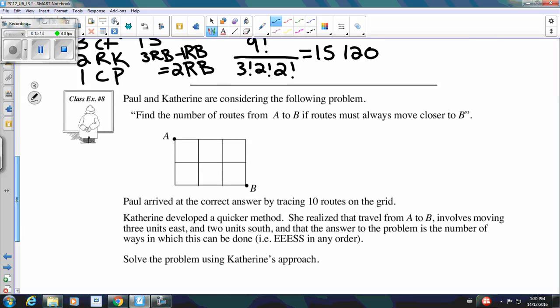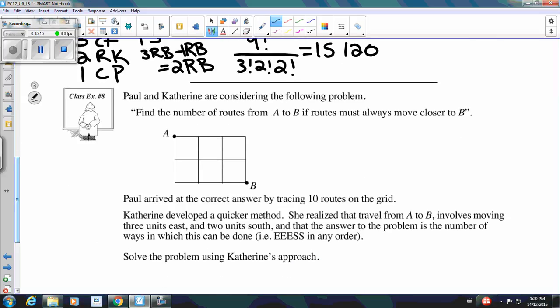Okay, example 8. Paul and Catherine are considering the following problem. Find the number of routes from A to B if routes must always move closer to B. Paul arrived at the correct answer by tracing 10 routes on the grid. Catherine developed a quicker method. She realized that travel from A to B involves moving 3 units east, so that's 1, 2, 3 units east, and 2 units south, and that the answer to the problem is the number of ways in which this can be done.